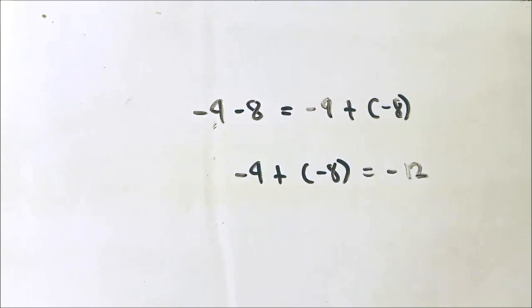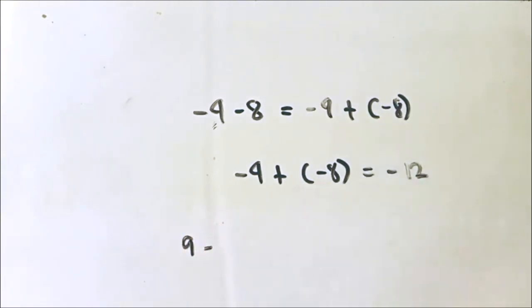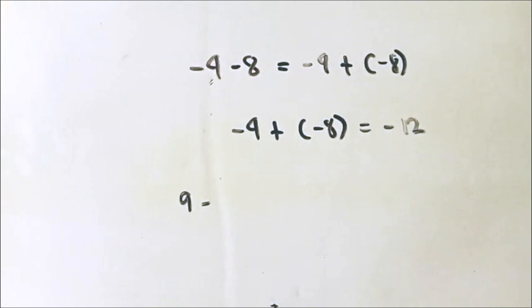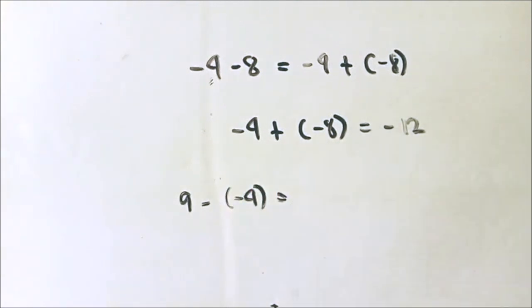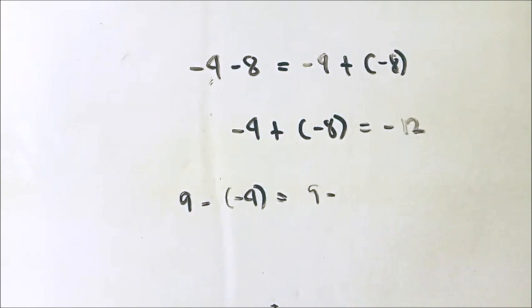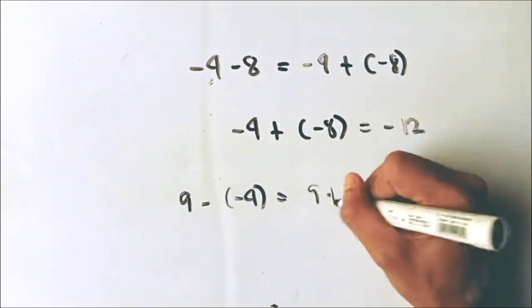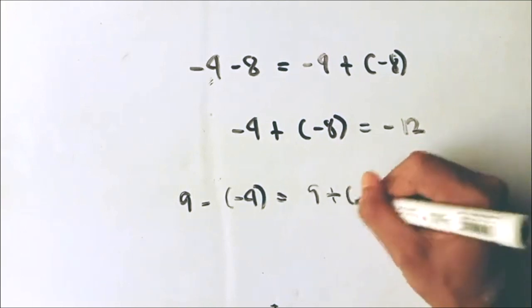So for the third example, 9 minus negative 4. Again, we will change this into 9 minus the opposite of negative 4, which is positive 4. So this will be plus 4.